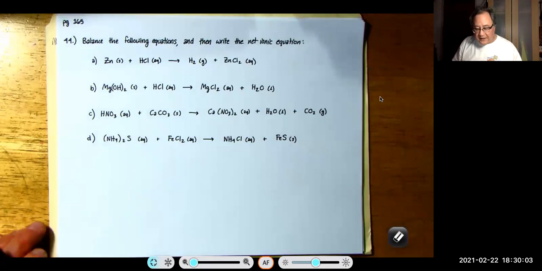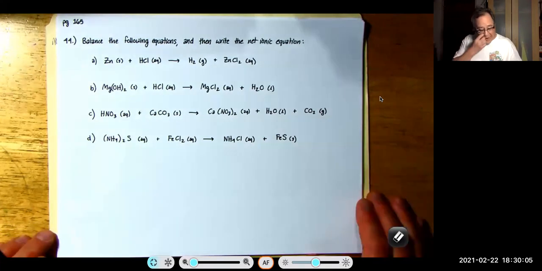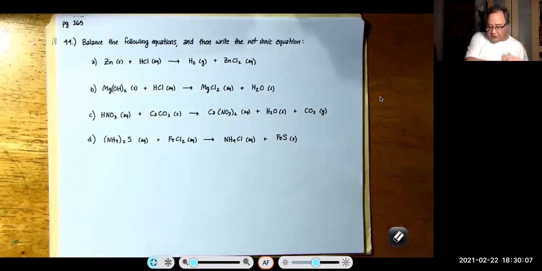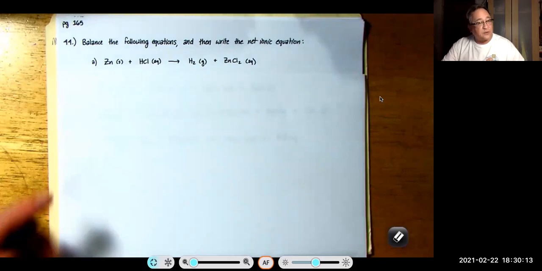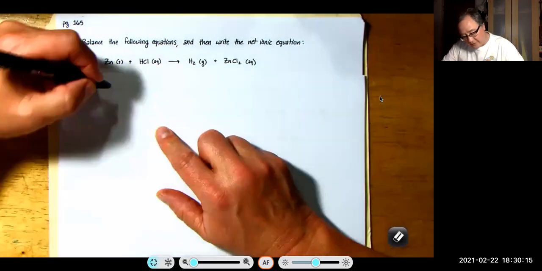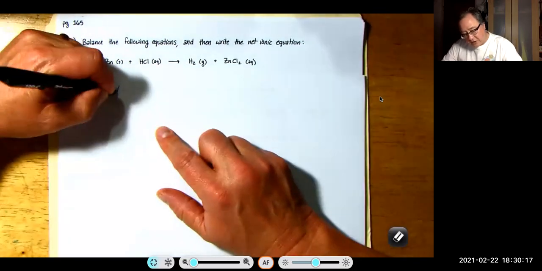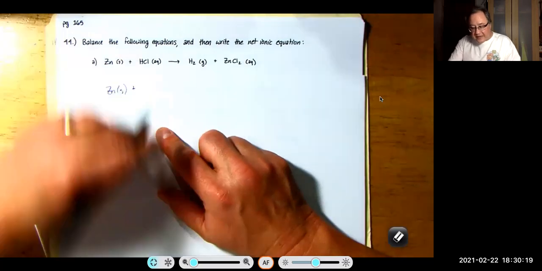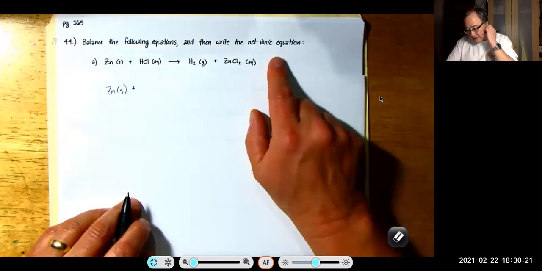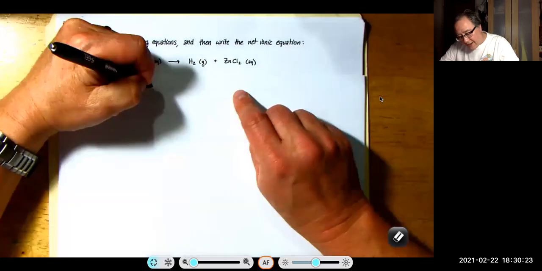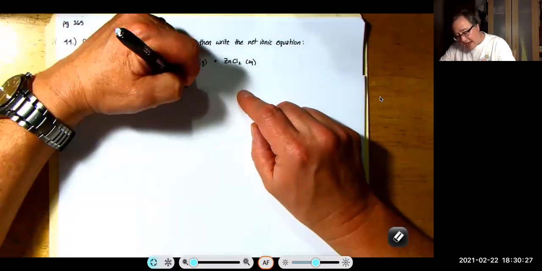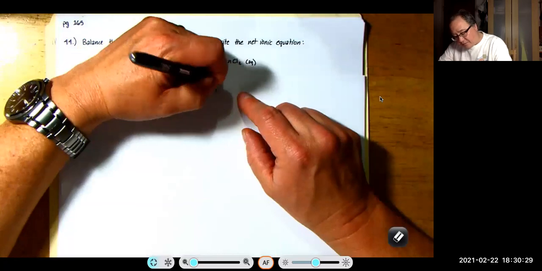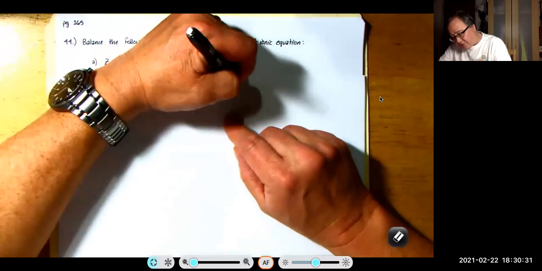Balance the following, then write the net ionic reaction. I'm going to do this for one of them, and I'm going to let you guys go to town on the rest. I'll just start with this one. When you're trying to get to the net ionic reaction, you want to write these out as they are in the reaction. I'll show you what I mean by that in just a moment.